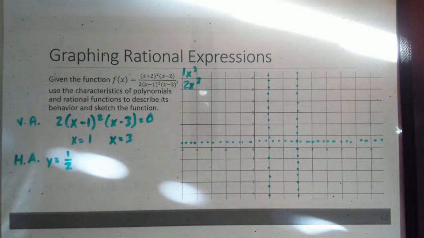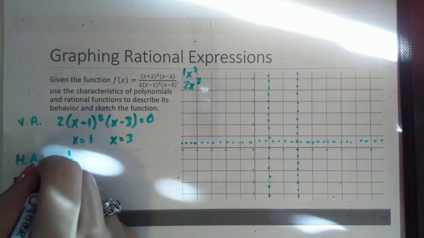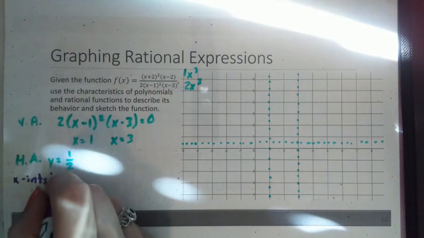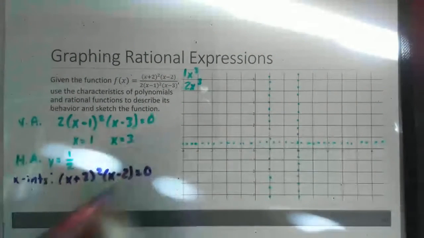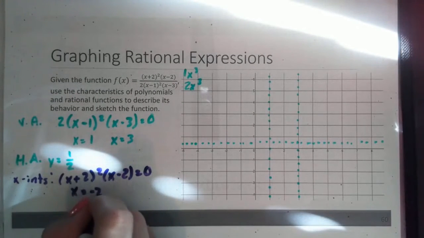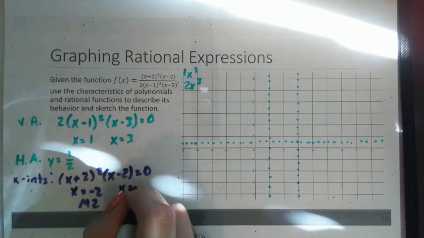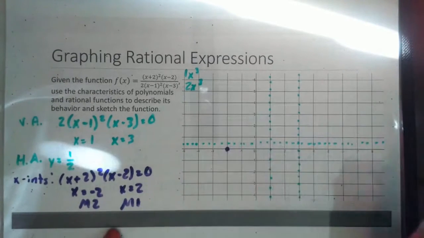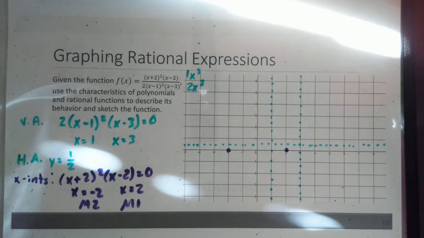Let's see what else we can figure out. Let's try for some intercepts. So for x-intercepts, we let y be equal to 0, and we figured out that's when the numerator is equal to 0. So if I take x plus 2 squared times x minus 2 being equal to 0, then I get x equals negative 2, and that's going to be a multiplicity of 2. And then x equals positive 2, and that'll make a multiplicity of 1. So we get negative 2 and positive 2. Those are the only places where I'm going to touch the x-axis.